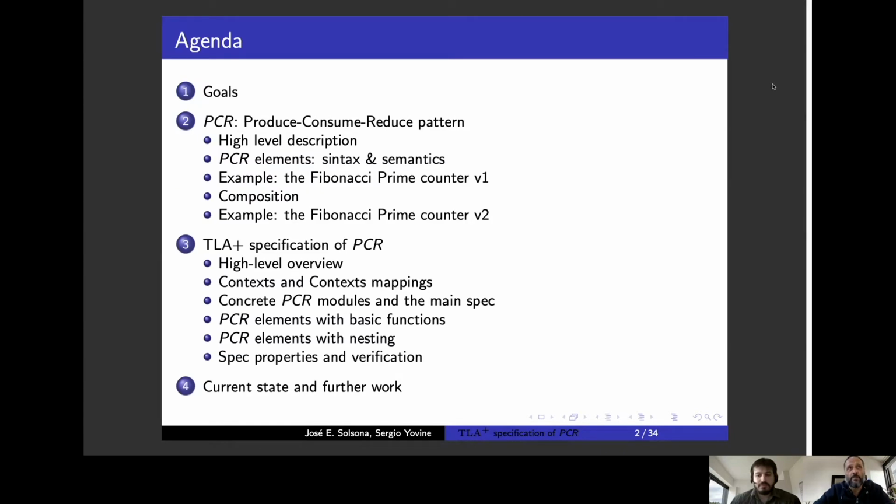This is the agenda of our talk. I will go through the main goals of our work and present the PCR, which is a parallel programming pattern. We are interested in modeling its semantics in TLA+. I'll go through it with several examples, and then Jose will take care of explaining briefly the TLA plus specification and get into the details of our work on that.